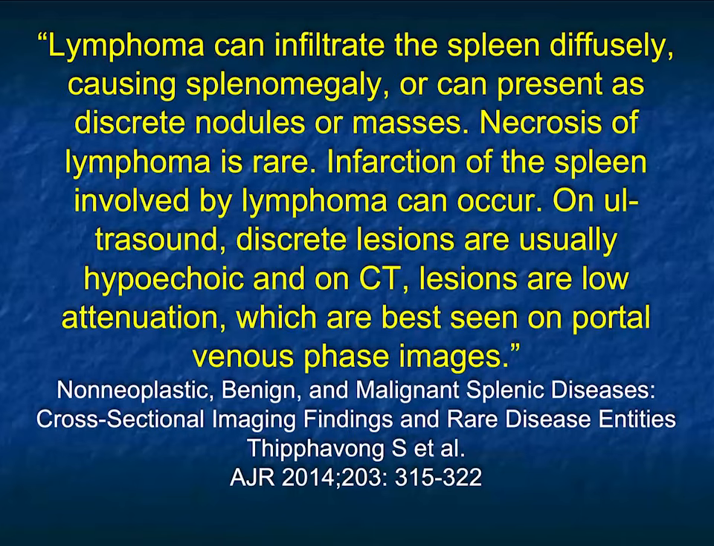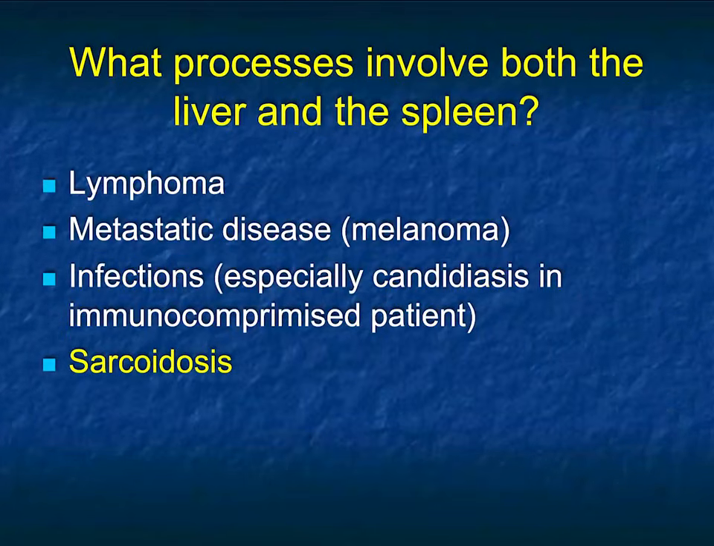Again, the infiltration of the spleen can be diffuse, like the cases I showed you a few moments ago, or it can be discrete nodules, single or multiple nodules. You can see infarction of the spleen. And again, these lesions do have a range of appearances on CT, MR, and ultrasound. Most of the time, portal venous phase imaging is ideal for seeing the lesions and looking for complications.